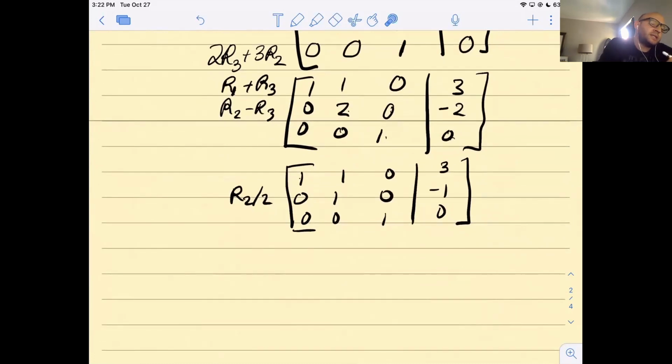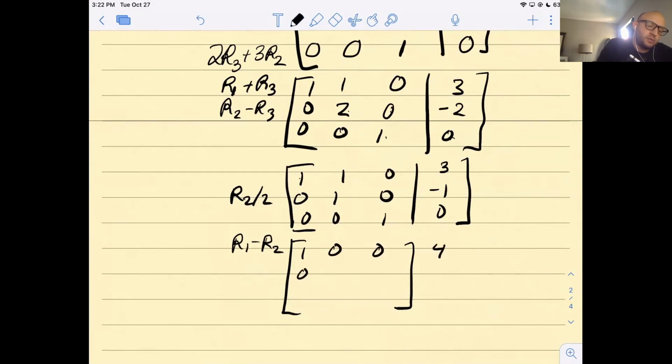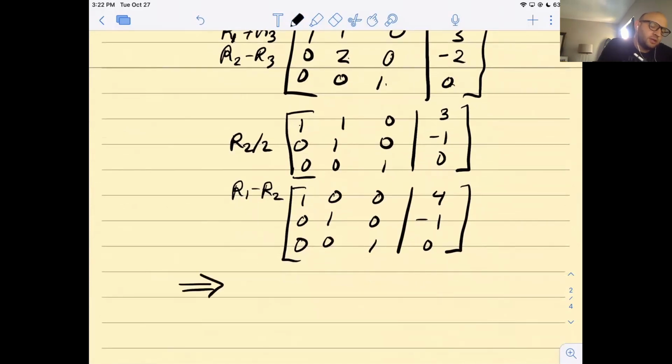Okay, so when we do that, the last thing we get is going to give us the answer. R2 stays the same, but R1 will be replaced with R1 minus R2 to make that middle term a 0. So this will be 1, 0, 0, 4, 0, 1, 0, -1, and then 0, 0, 1, 0. So this reads our solution: x equals 4, y equals -1, and z equals 0.